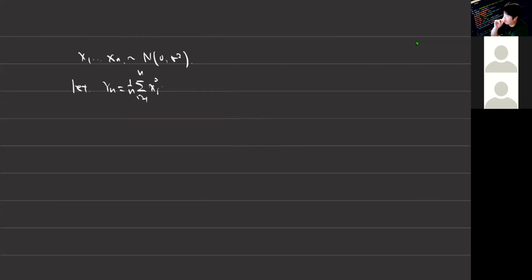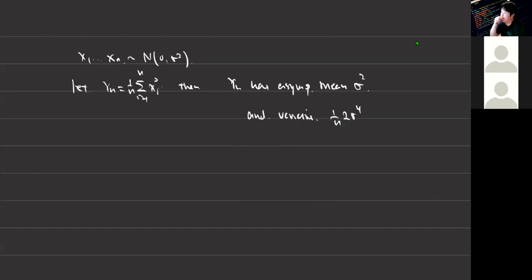Okay, and so first of all, you need to realize that, so let Y equal this, then Yn has asymptotic mean sigma squared and variance 1 over n, I think there's a 2 somewhere here, 2 sigma to the fourth. So that's kind of like step 1. And then it kind of gets easier. You just use the delta method.